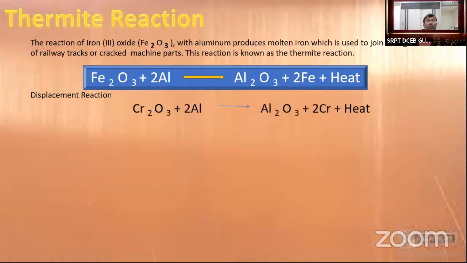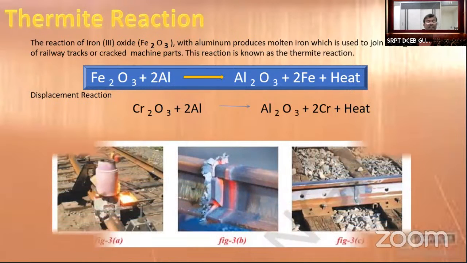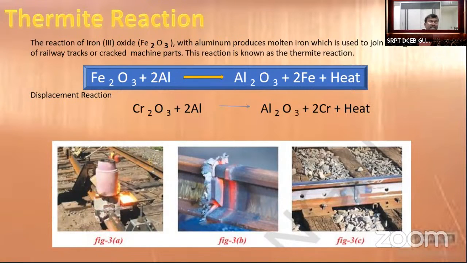So one more thermite reaction is also there. Chromium oxide, when it is added to aluminum powder, aluminum oxide is formed and chromium is also formed, and a huge amount of heat is released. So this is an exothermic reaction. Now let us see the picture that has been given in your textbook exactly.